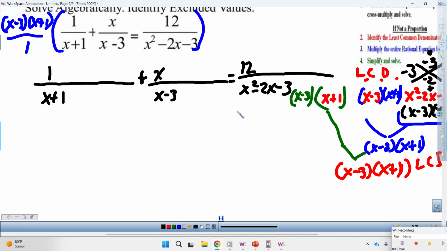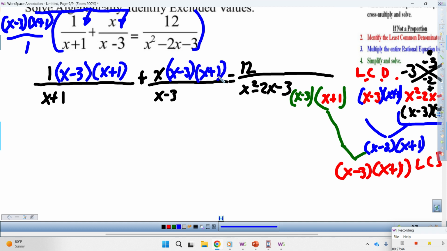Good? All right. So, let's distribute this to the first numerator right there. So this is times x minus 3, x plus 1. Straight to the second numerator, times x minus 3, x plus 1. To the last one, x minus 3, x plus 1.